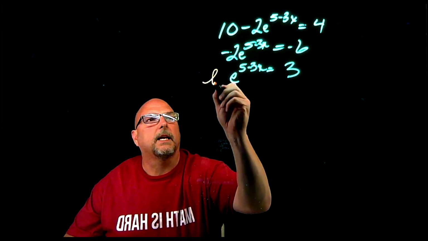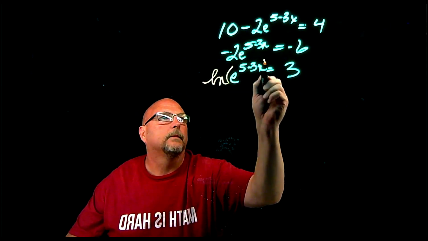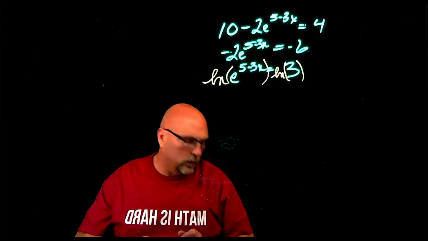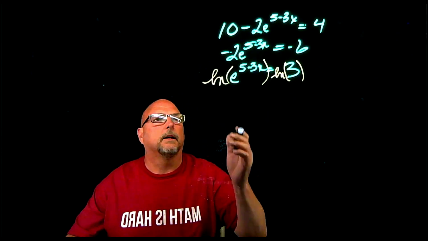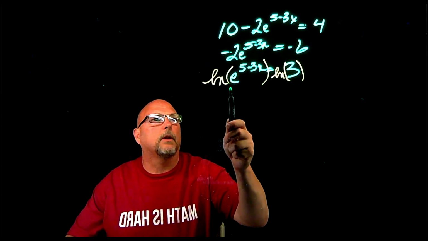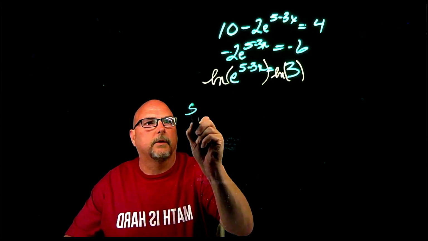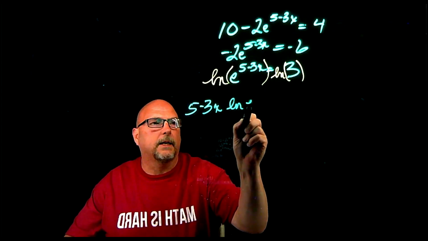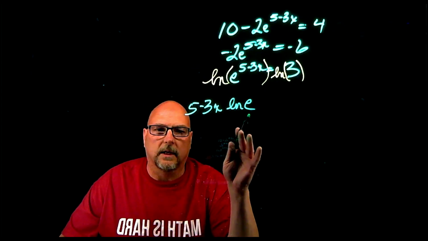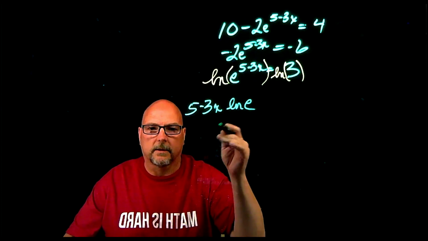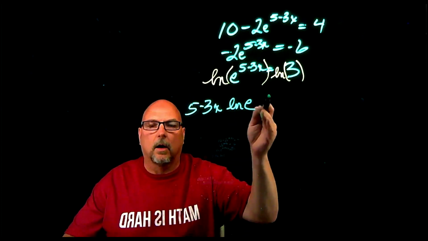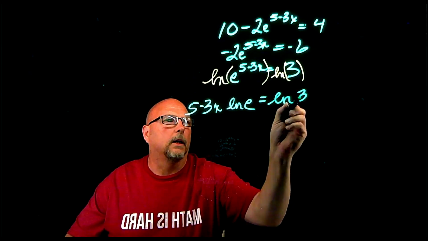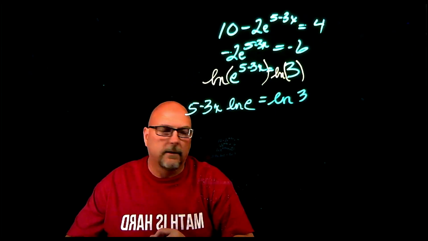So I would end up taking the natural log on both sides of this equation. So natural log of both sides of the equation gives me the natural log of e to the exponent. That releases our exponent times, I'll write it out. The natural log of e is going to go to 1, right? It's like saying the common log of 10. So natural log of e to the 5 minus 3x equals the natural log of 3. So we'll leave that there.